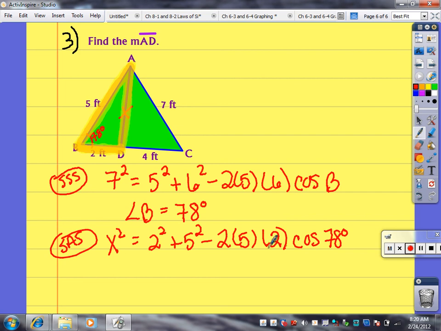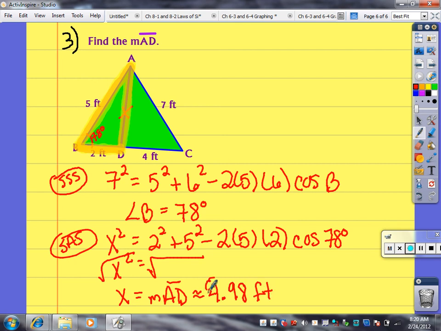And again, this is just a straight plug and chug. You'll get x squared equals something, right? And you'll take the square root of those, and you should get x, which equals the measure of AD to be approximately, and I'm not rounded properly, 4.98 feet. And this is your ultimate answer. And a booyah! Okay, so that's it. That was your homework. Isn't that awesome?